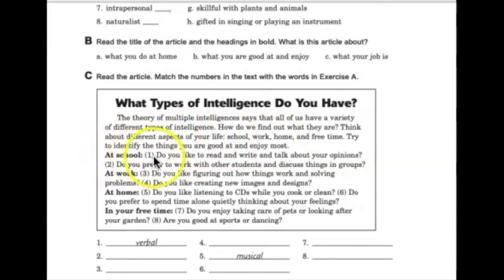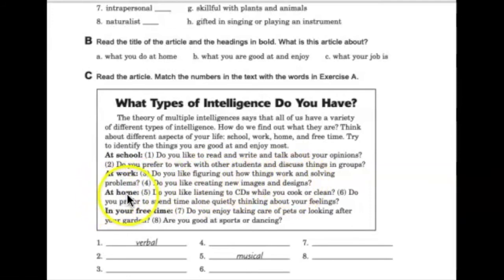At school, do you like to read and write and talk about your opinions? Or 2, do you prefer to work with other students and discuss things in groups? At work, do you like figuring out how things work and solving problems? Or 4, do you like creating new images and designs?